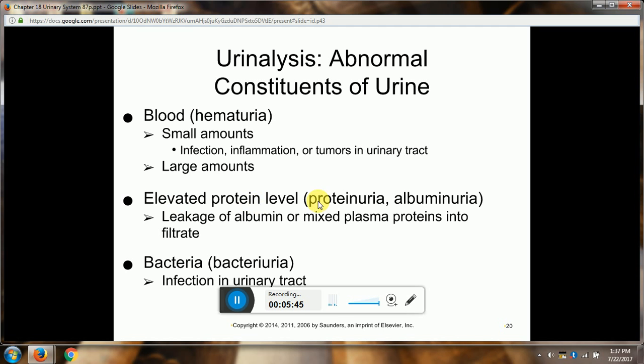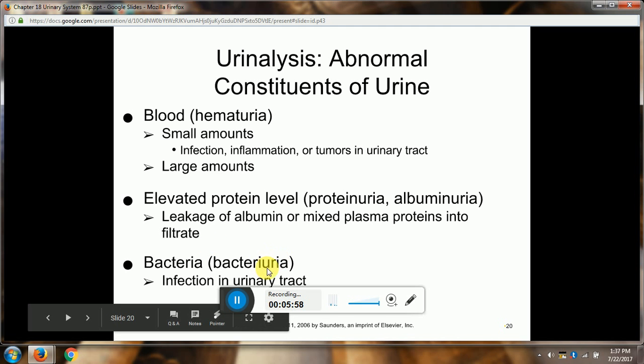Elevated protein levels, like proteinuria or albuminuria, are because of leaking of albumin or plasma proteins into the filtrate that eventually becomes the urine. Bacteriuria means bacteria in urine, and that's because of an infection somewhere within the urinary tract.